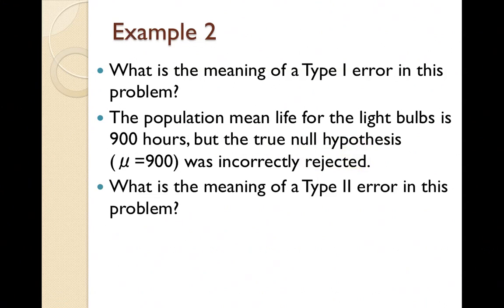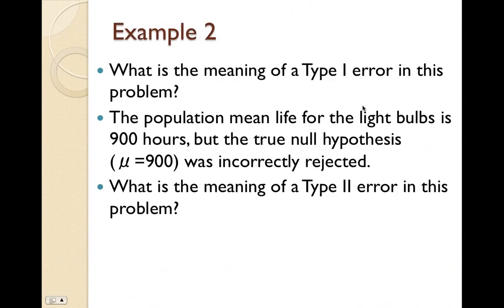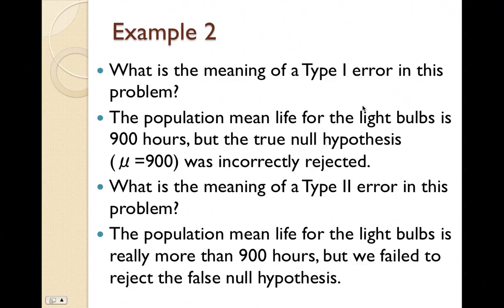And now we're going to ask, what's the meaning of a type 2 error? So we're going to go back to our chart. A type 2 error occurs when the null hypothesis is truly false, but we fail to reject it. Okay, it's a false statement. Mu is truly greater than 900 hours, but we didn't reject the null hypothesis. Okay, so we would state that the population mean life for the light bulbs is really more than 900 hours, but we failed to reject the false null hypothesis.